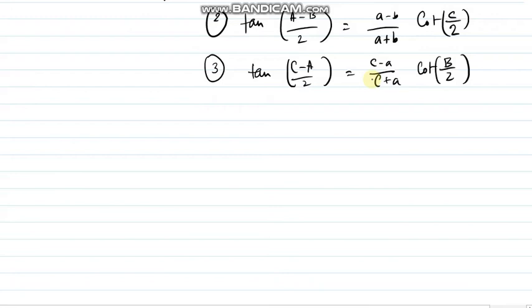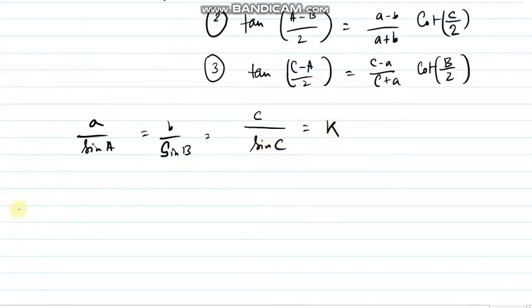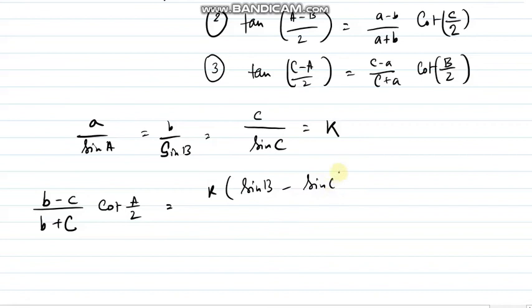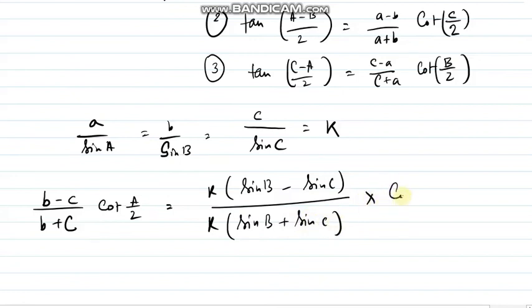Suppose you know that A divided by sin A is equal to B divided by sin B is equal to C divided by sin C. If I take this equal to K, then from the RHS, if I start, (B minus C) divided by (B plus C) into cot A by 2 will be written as K into (sin B minus sin C) divided by K into (sin B plus sin C), into cot A by 2.